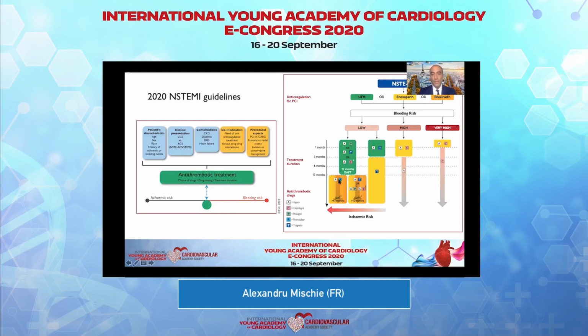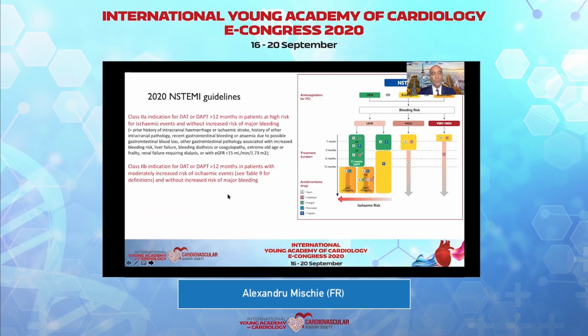So as you can see, after 12 months, we can either go by aspirin or rivaroxaban, or we can either go by aspirin and ticagrelor, or aspirin and prasugrel, or aspirin and clopidogrel. This is for the low bleeding risk patients. Of course, for the very high bleeding risk patients, we have to do just eventually clopidogrel. I will put on the next slide.